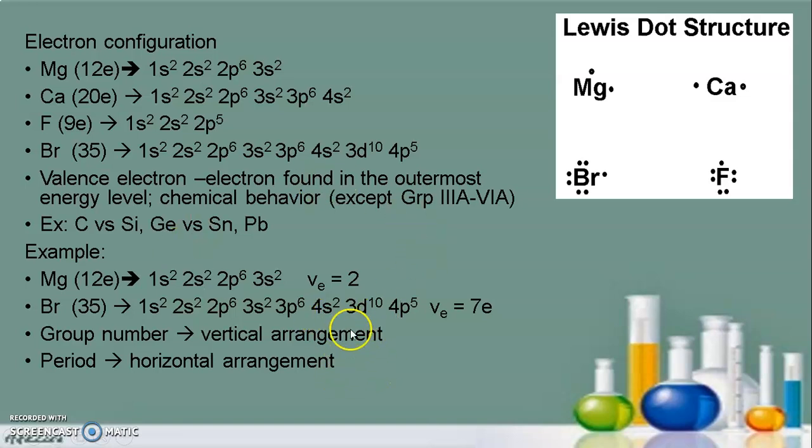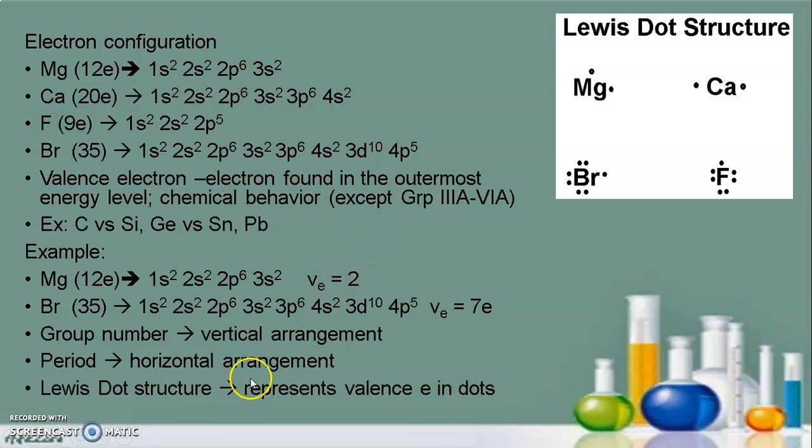If we take a look here, for example, magnesium, the highest principal quantum number is 3, which means that magnesium is found in period 3. Calcium has the highest principal quantum number of 4, which means calcium is found in period 4. Fluorine has 2 as the highest principal quantum number, so it's found in period 2. So bromine is found in period 4.